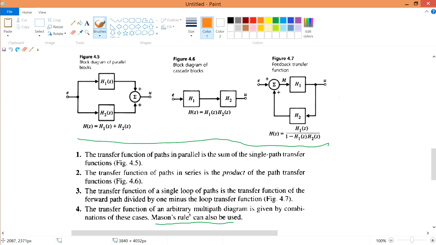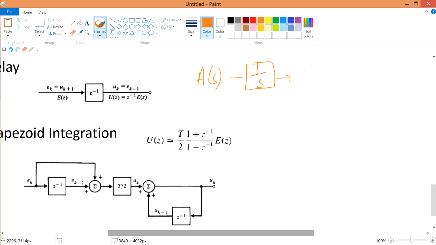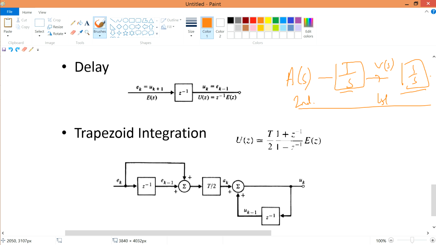Hope this is a quick summary. Let's come to the delay part. If you still remember, I have acceleration, I go through a 1 over s block diagram, and I have velocity as an output. Then velocity goes through 1 over s and I have position. So this is second order, going through 1 over s becomes first order, going through 1 over s becomes zero order. That's the meaning: 1 over s is like an integration.